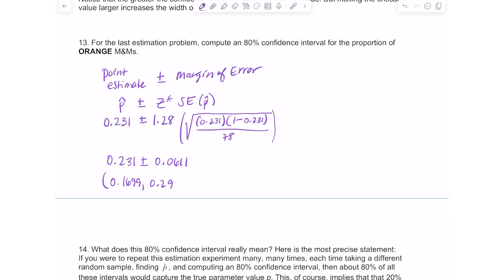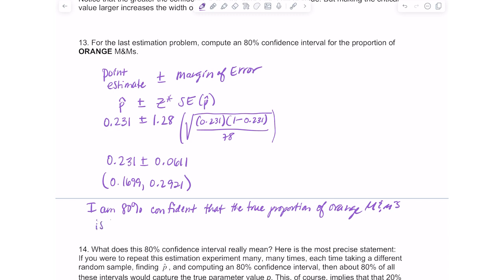Okay, so what exactly does that mean? It just means that I am 80% confident that the true proportion of orange M&Ms is between 16.99% and 29.21%.